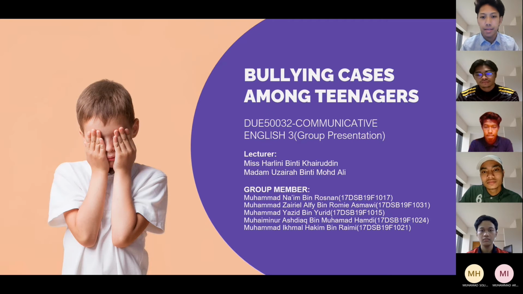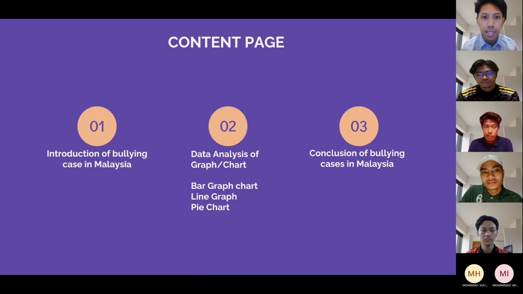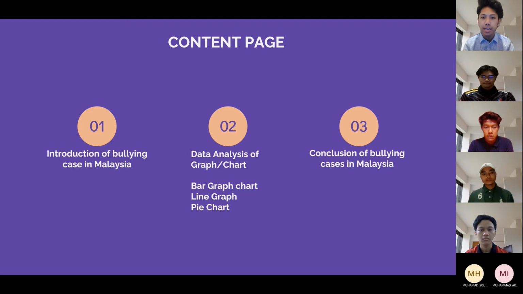Okay, next. This is the content page. The first is the introduction of bullying cases in Malaysia. Second, data analysis of graphs and charts. There are three graphs: number one is a bar chart, second a line graph, and third a pie chart. And the third content page is the conclusion of bullying cases in Malaysia.